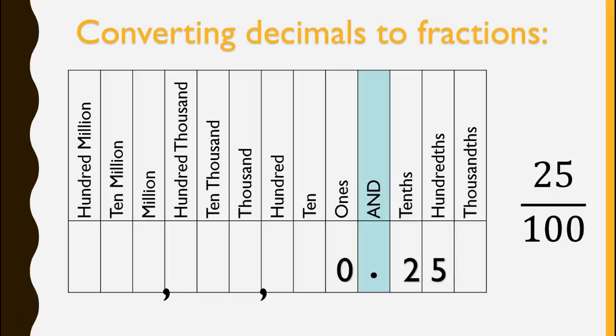25 hundredths. Pretty cool. And then you could simplify this down because you could divide 25 from the numerator and you can divide 25 out of the denominator and you would end with 1/4. So if you don't know how to simplify fractions, you'll want to go back to that video too and practice that.